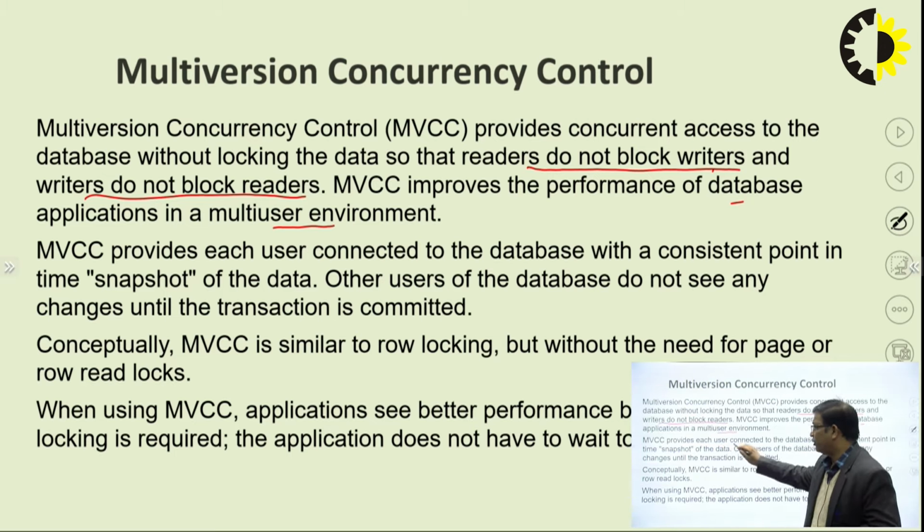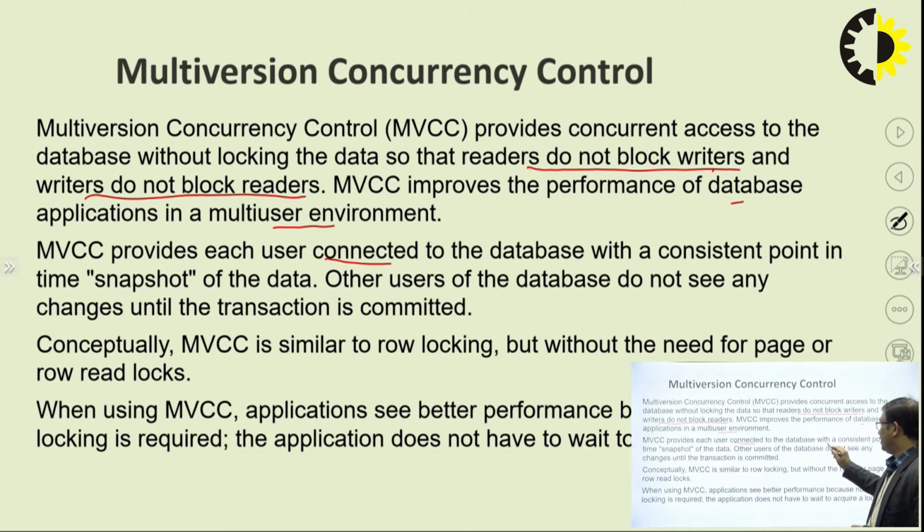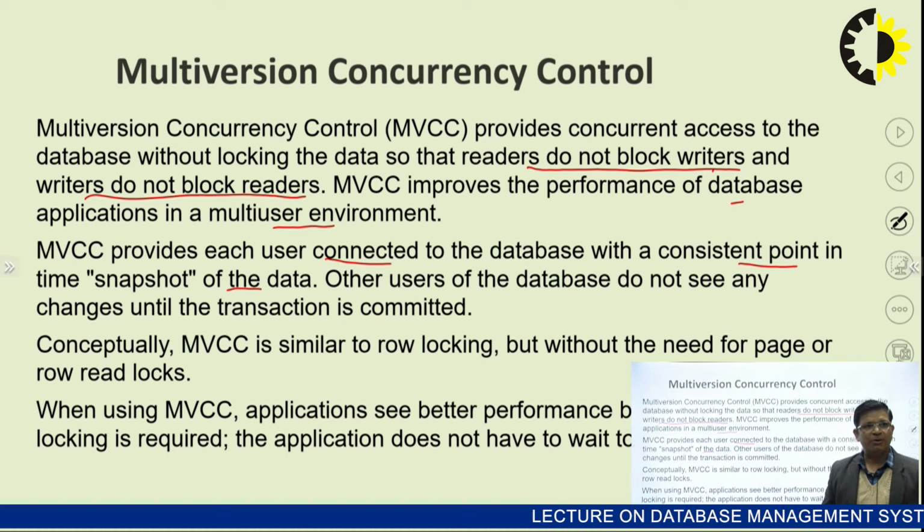Multiversion concurrency protocol provides each connection to the database with a consistent point-in-time snapshot of the database. It means there is a time stamping protocol, so we should use time stamping in this multiversion concurrency control. Other users of the database do not see any changes until the transaction is committed. So once the transaction has been applied with the exclusive mode, the other users of the database do not see any changes until the transaction is finally committed.